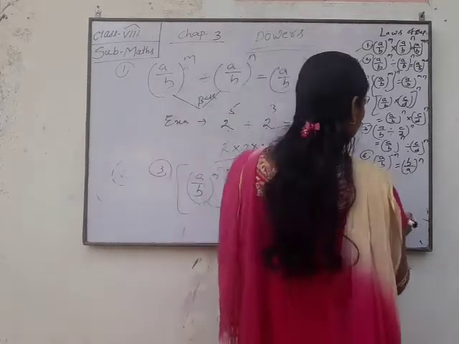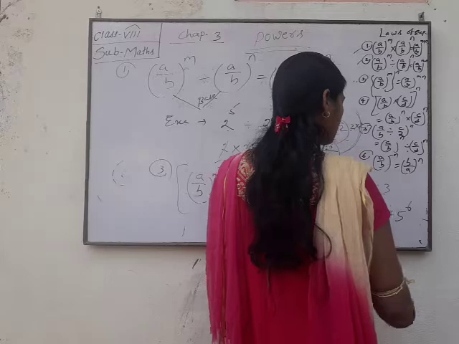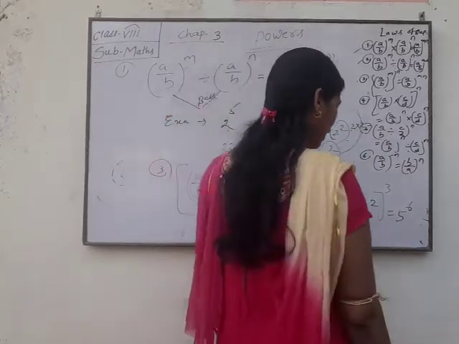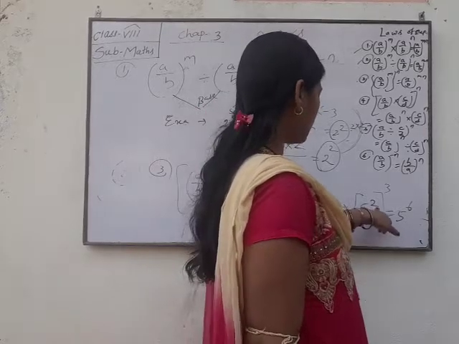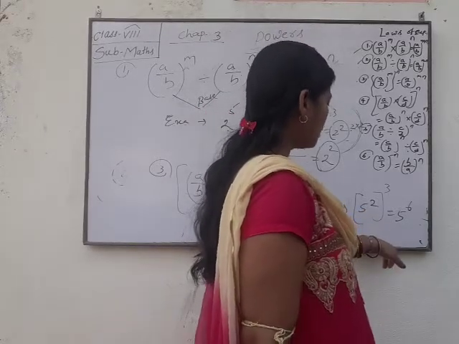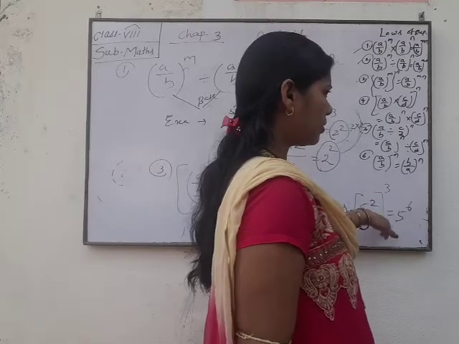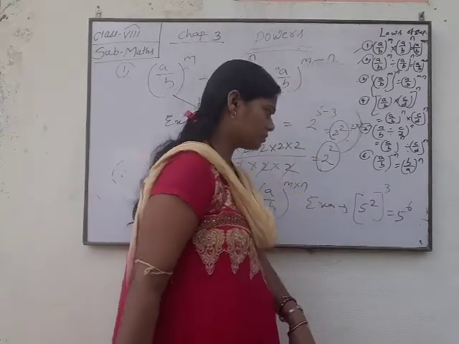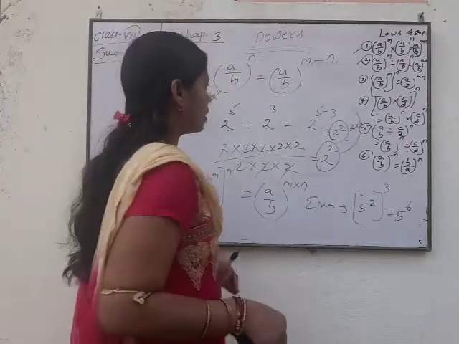Okay. So what you will do now here? 5 to the power 2 into 3. Okay. 2 into 3. It means here 5 to the power 2 means 5 into 5. Then whole to the power 3 means 5 into 5 multiplied 3 times. This is 5 to the power 6. This is your third law.